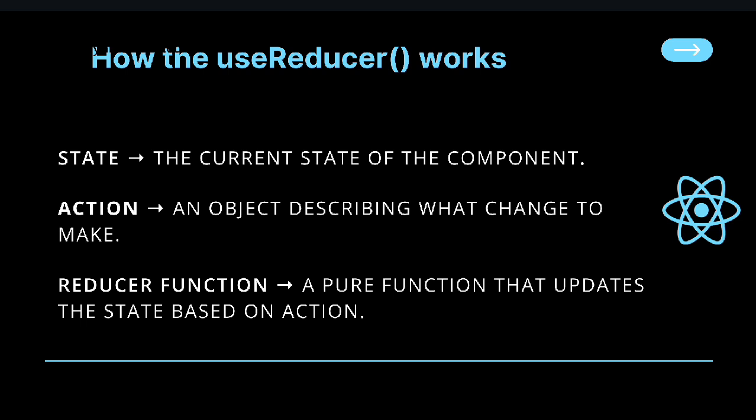And I have the reducer function. The reducer function is a pure function that updates the state based on the action. Let's say I want to change the user full name input. That could be my action. The state could be the initial state of the user full name input, and I'm going to have a function called the reducer function that will update that particular state based on the action I provide for it.